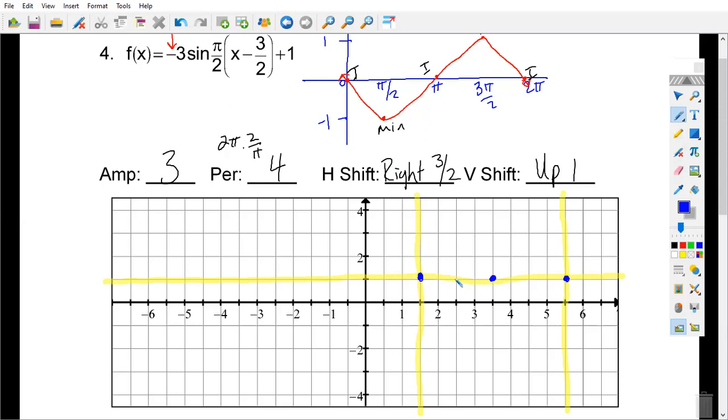And my amplitude tells me how big or how long my min is. How long is it going to be? 3. It's going to go down 3. 1, 2, 3. So I'm here. My max is halfway between my other 2 intersections. It's going to be here. And I'm going to go up 1, 2, 3. And here is my sine wave.